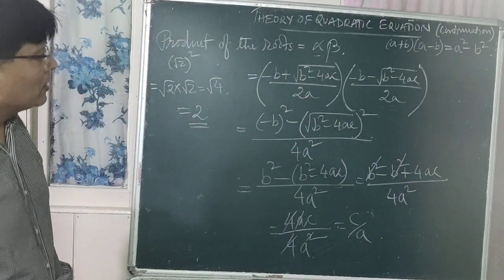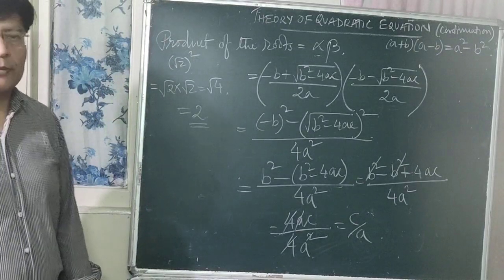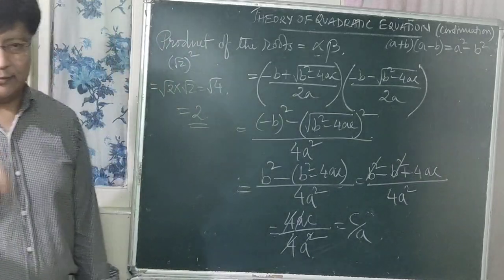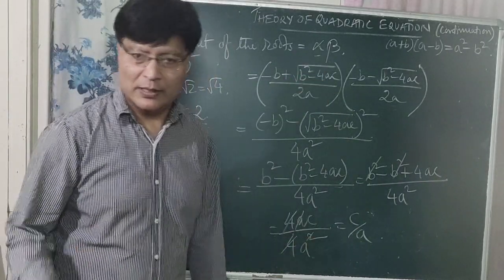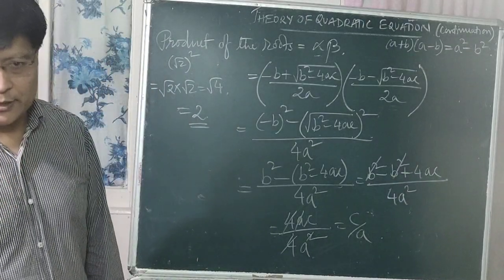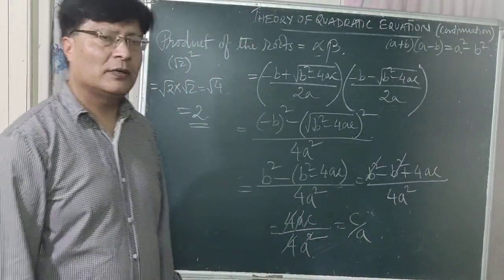That means if alpha and beta are the roots of the quadratic equation ax square plus bx plus c is equal to 0, then what is the product of the roots? That is alpha beta is equal to c upon a. C is that is constant. In ax square plus bx plus c is equal to 0, c is constant, and what is a? That is coefficient of x square.